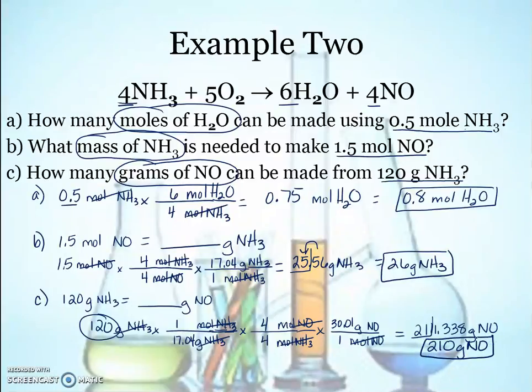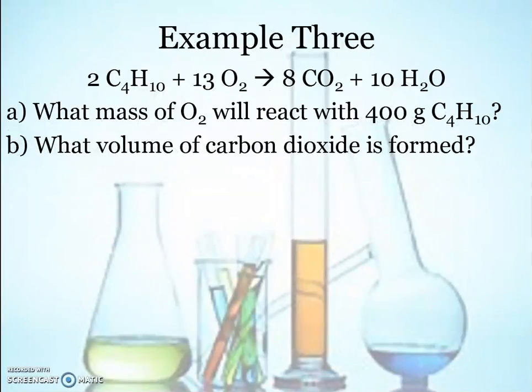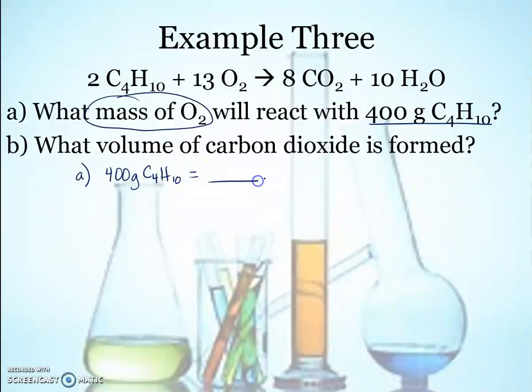Okay, you notice it's the same steps every time. It really is. You just got to figure out where you're at and where you got to go. Okay, so example number 3. Here we have the balanced chemical equation, and it says what mass of oxygen gas will react with 400 grams of this C4H10. All right, so we have 400 grams of C4H10, and we're looking for grams of O2. So it's the same thing, right?